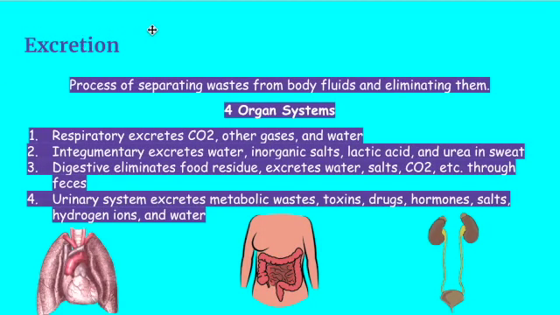So let's talk about excretion. What is excretion? Well, excretion is a process of separating waste from body fluids and eliminating them. There are 4 organ systems that do this. The respiratory system excretes carbon dioxide, other gases, and water every time we exhale. The integumentary system excretes water, inorganic salts, lactic acid, and urea through sweat. The digestive system eliminates food residue, excretes water, salt, carbon dioxide, etc. through feces. And the urinary system excretes metabolic waste, toxins, drugs, hormones, salts, hydrogen ions, and water through urine.